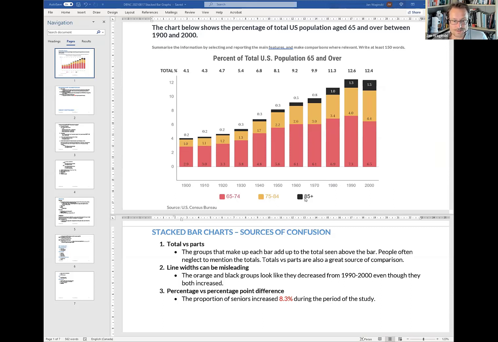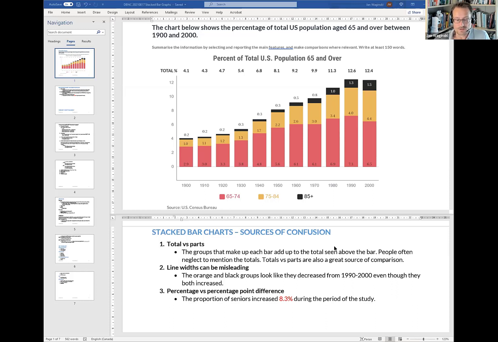And then the legend tells us that this information is divided into 3 age groups: 65 to 74, which is the red group along the bottom, 75 to 84, which is the orange group in the middle, and the black group, which is 85 and over. So this is the total percentage. Let's look at 2000. You've got 12.4% of the population were 65 and over in the year 2000. And that 12.4% is simply broken down into 3 categories, and the 6.5, 4.4, and 1.5 add up to 12.4.